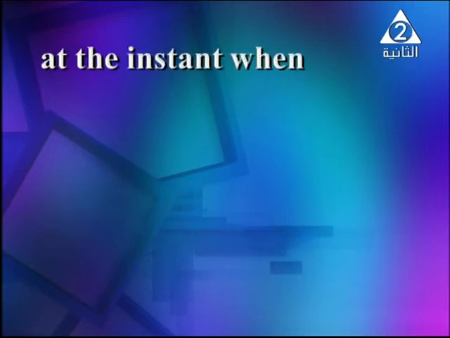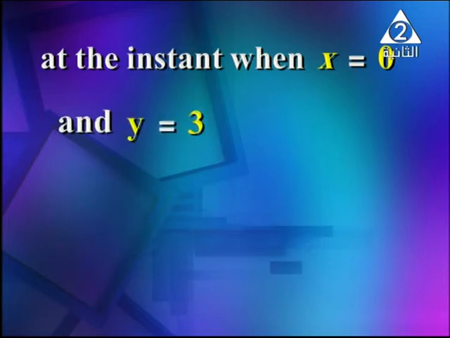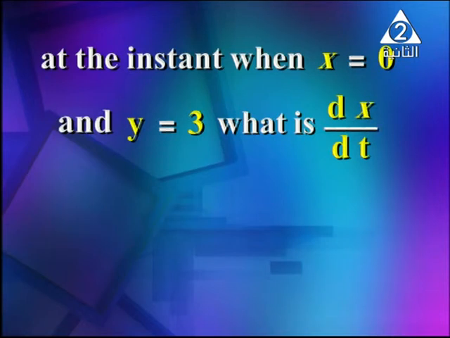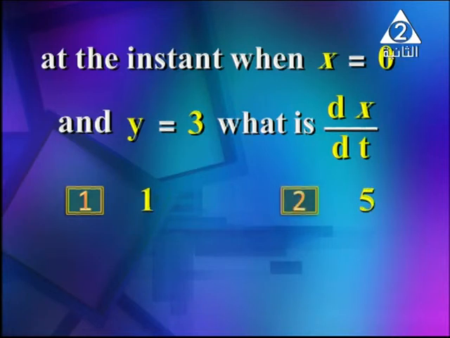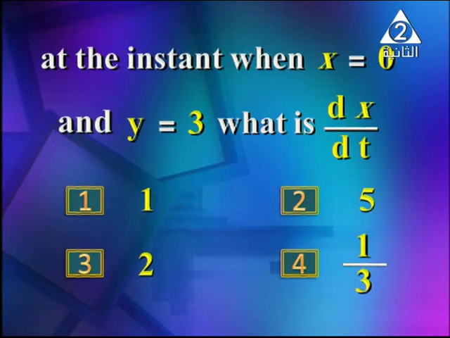At the instant when x equals 4 and y equals 3, what is required? Find dx over dt. Choose the correct answer: dx over dt equals 1, or 5, or 2, or 1/3.